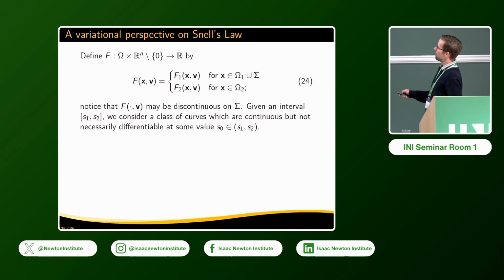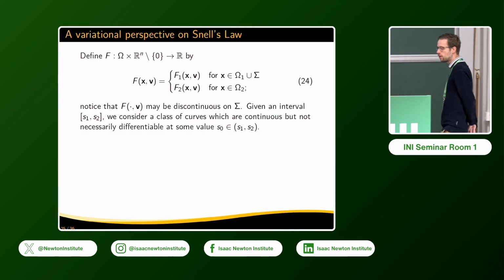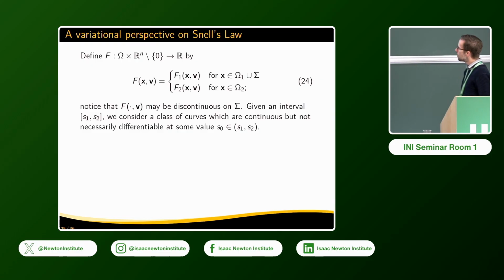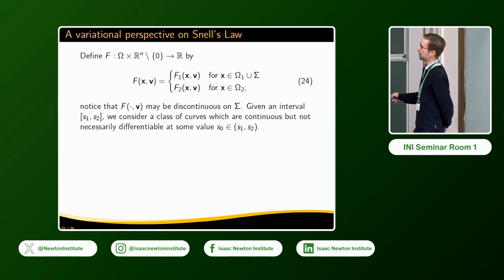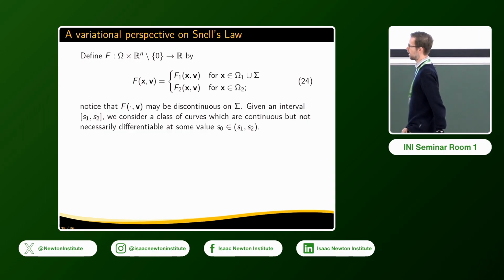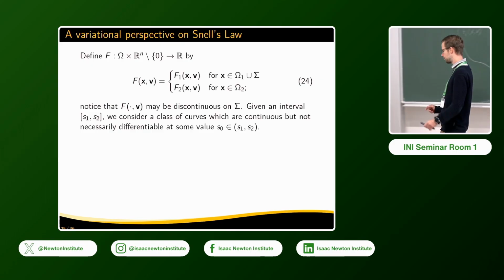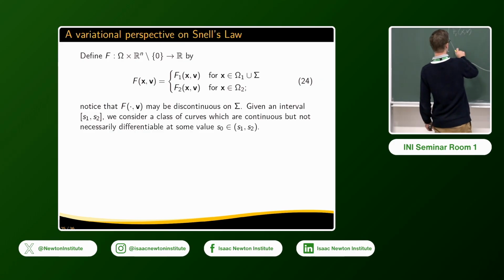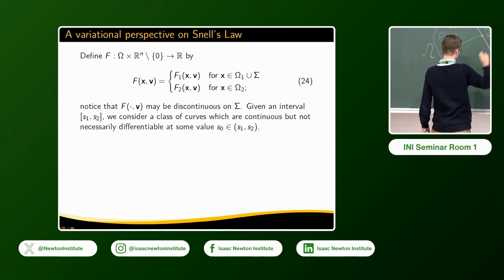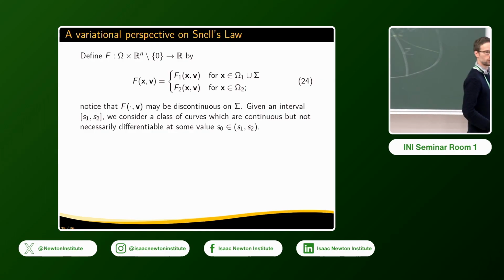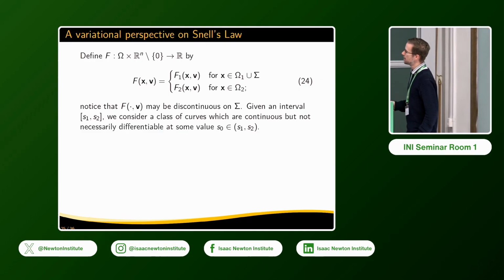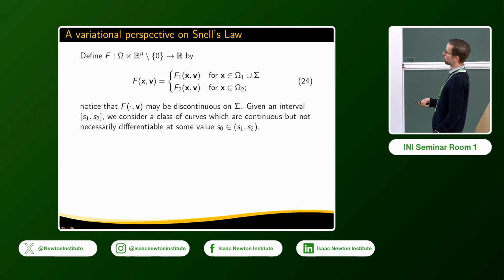All right, so we're going to be given, let's say, some time interval s1, s2. We're going to consider a class of admissible curves, which are continuous, but not necessarily differentiable at some time s0. If you can imagine, you're going to have rays going from one region to the other, maybe some light rays going like this. The time s0 is going to correspond to where you're striking this hypersurface which divides these two materials. So the curves will be continuous, but not necessarily differentiable at some particular value of s, which we'll call s0.